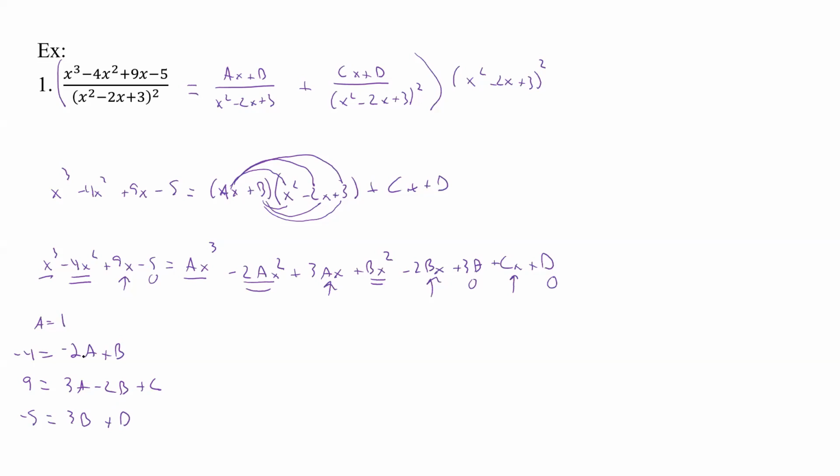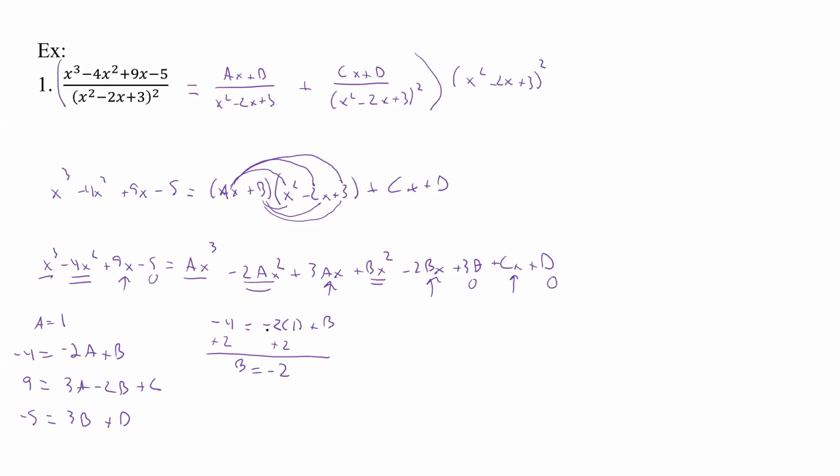And now I'm just going to start plugging in and working my way down, because if I plug that in here, I'll get B. So minus 4 equals minus 2 times 1, and then plus B. So that's a minus 2. So if I add 2 to both sides, B is equal to negative 2.